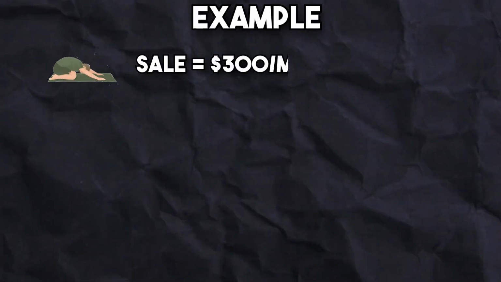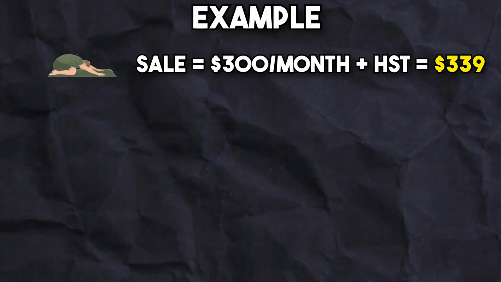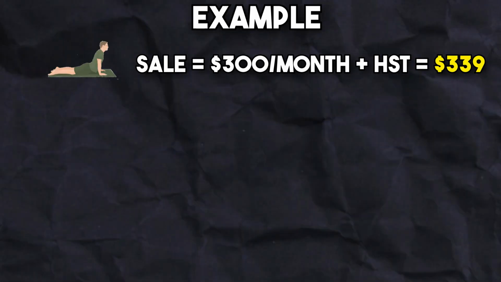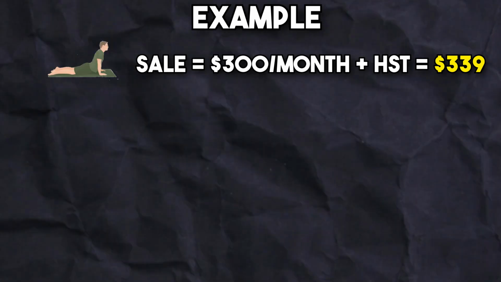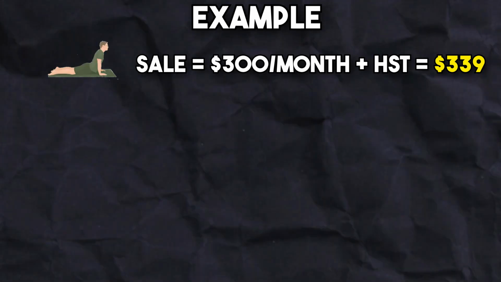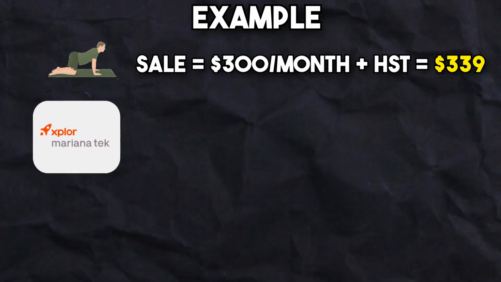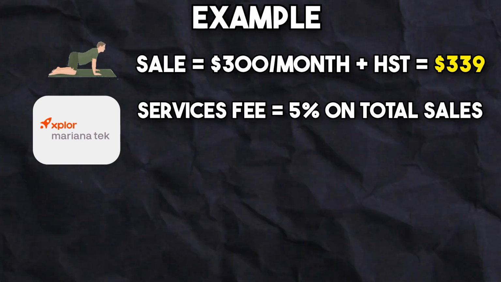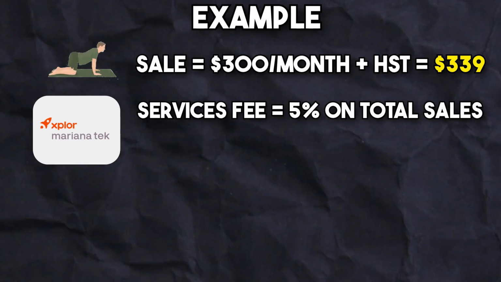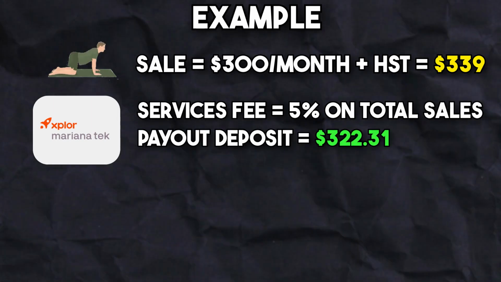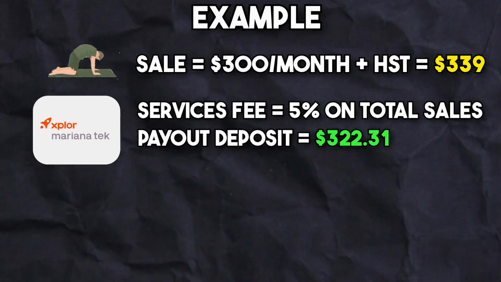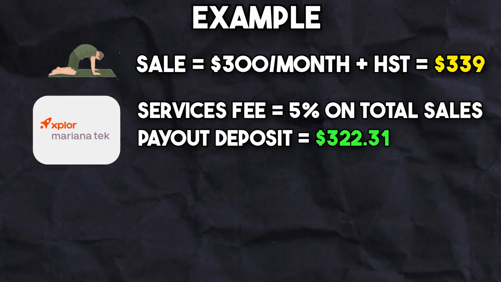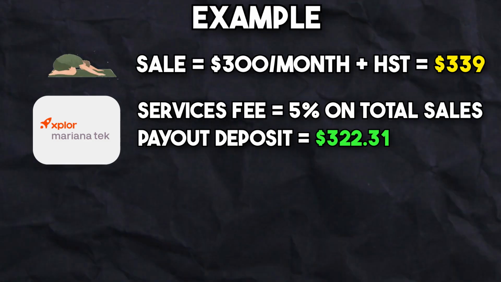Let's take this yoga studio business as an example. They sell yoga classes for $300 a month plus HST. The total that Mariana Tech collects from a customer for this service is $339. This is the sum of sales plus HST. Say Mariana Tech charges a 5% service fee on sales. After a week, Mariana will deposit an amount of $322.31 into the business owner's bank account. This is the difference between the total sales amount minus the 5% service fee.